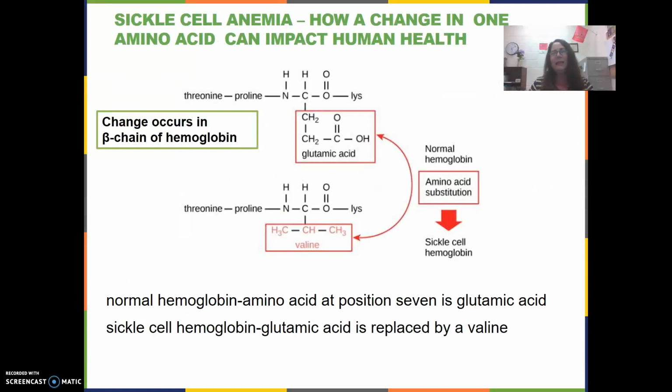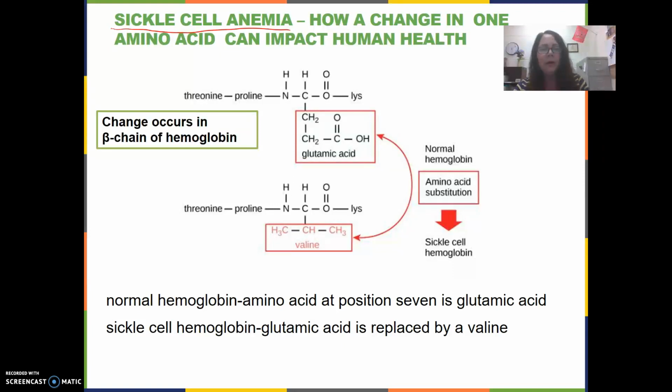So the DNA code determines which amino acids are in the protein in which sequence. If there is a mutation in the DNA code, you can have a mutation in the protein. So one example is sickle cell disease or sickle cell anemia. And what happens is there are 600 amino acids in hemoglobin. Hemoglobin is the protein that carries oxygen on the red blood cells.